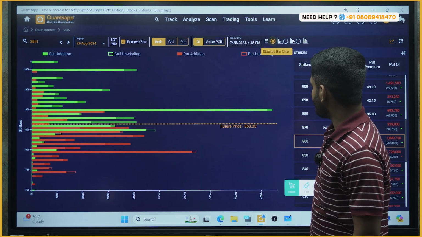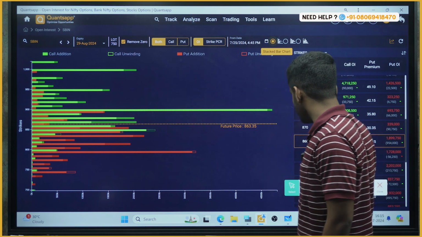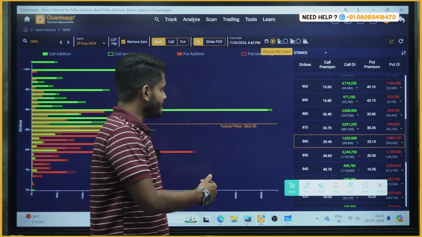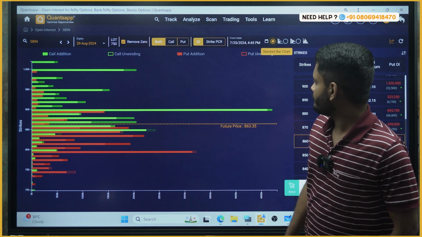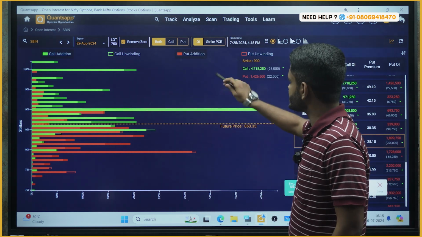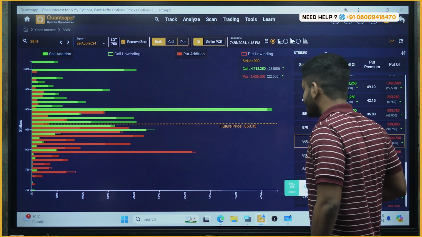Now, if you see in State Bank of India, the future price, I have plotted 29th August because this month's expiry is done. So we are heading towards August expiry, correct? So currently the future price is trading at 863. Now, let me click on this. Now, what is this open interest? Let me explain you this interface. Let me give you a quick glance.